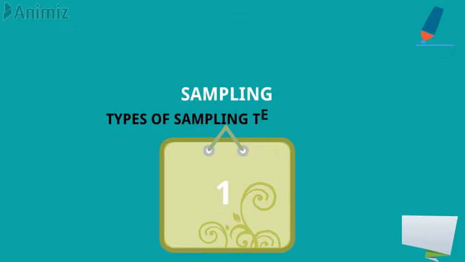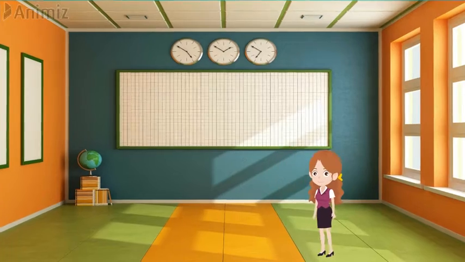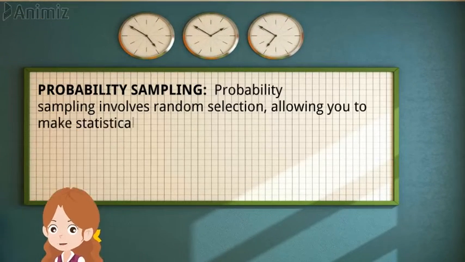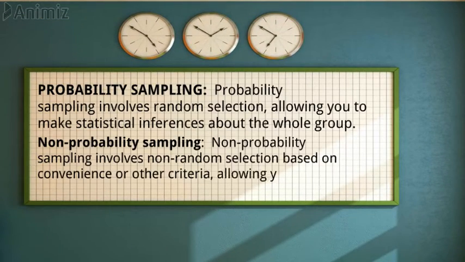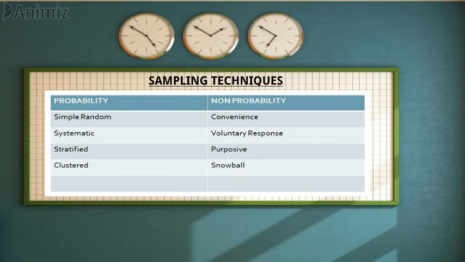Types of sampling techniques. There are two types, probability sampling and non-probability sampling. Probability sampling involves random selection, allowing us to make statistical inferences about the whole group, and non-probability sampling involves non-random selection based on convenience or other criteria, allowing us to easily collect initial data. Sampling techniques consist of two types, probability and non-probability, which will be further explained in the video.